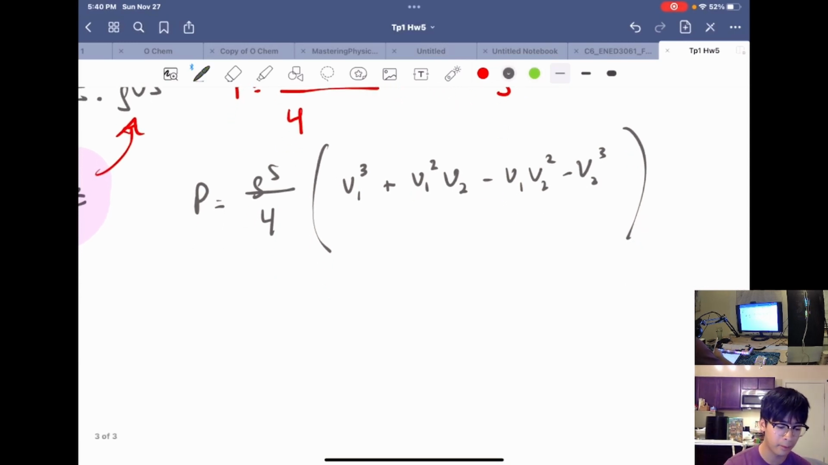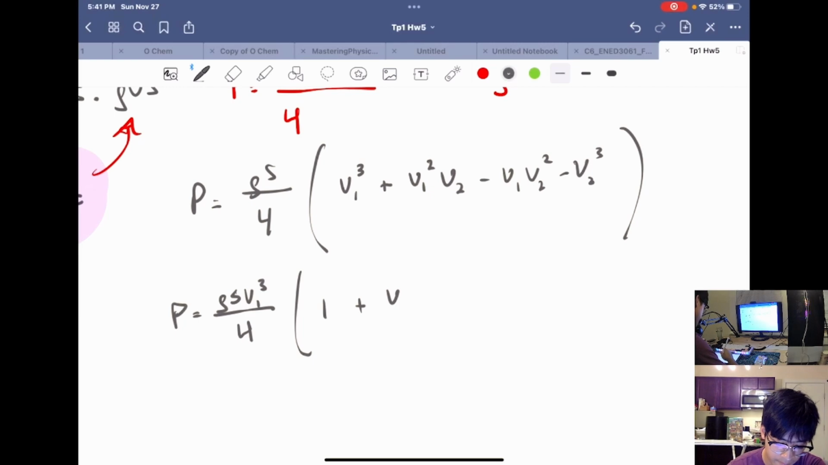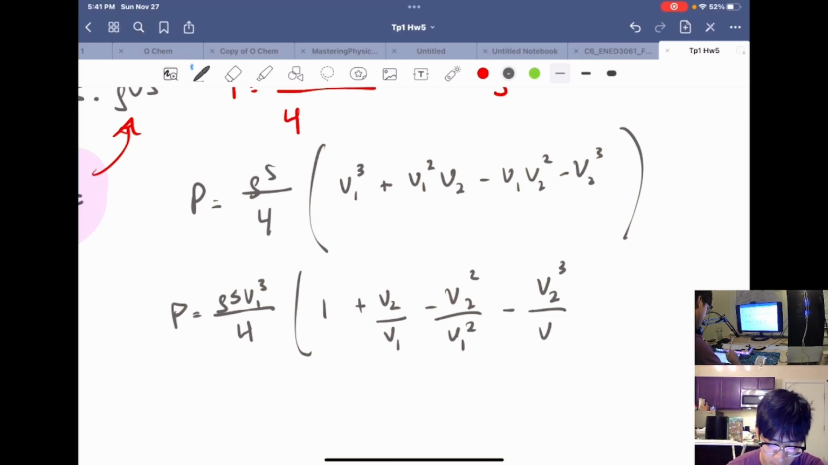Okay, so power is equal to rho s v1 cubed over 4 multiplied by what? Multiplied by v1 cubed over v1 cubed is 1 plus v2 over v1 minus v2 squared over v1 squared minus v2 cubed over v1 cubed.